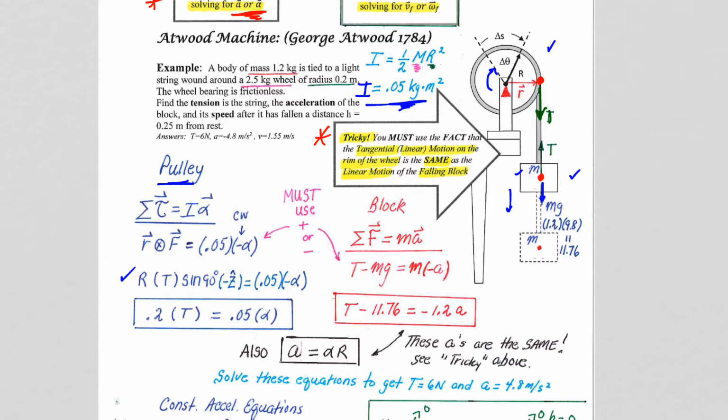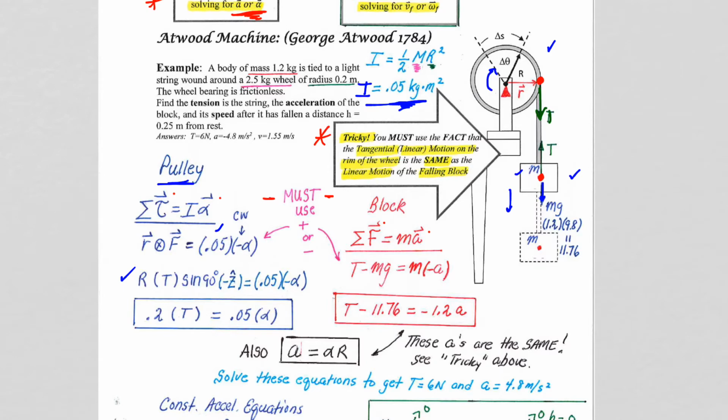The moment of inertia we calculated is 0.05, so that's how we have the 0.05. And it is important, so please make sure you get into your notes the importance of using the positive or negative for all of the vector quantities, the torque, the alpha acceleration, the force, and the linear acceleration.